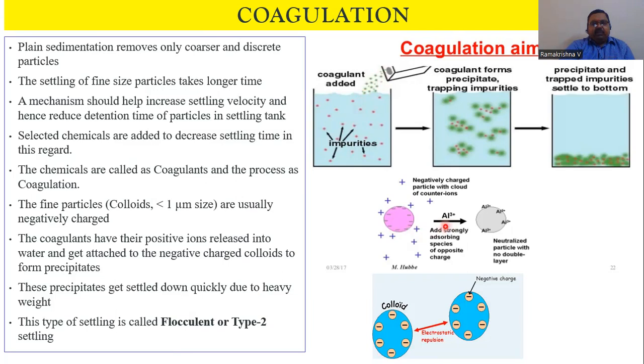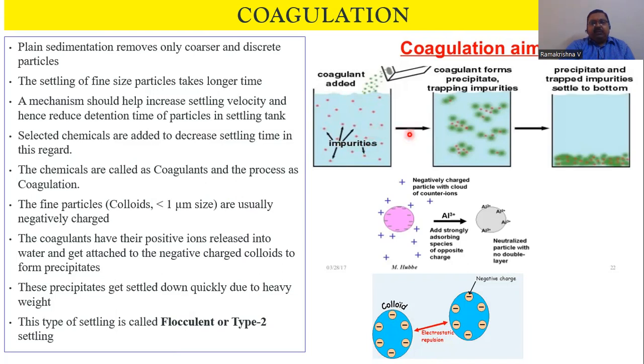Suppose you are adding aluminum sulfate or alum. So alum has aluminum as the positive ion. So aluminum positive ions are now separated from the alum, and these colloids are mainly negatively charged. So these positive ions will get attached to these colloidal particles. That is how the separation process is going to occur at the first stage. So these positive ions of aluminum will get attached to these negatively charged particles.